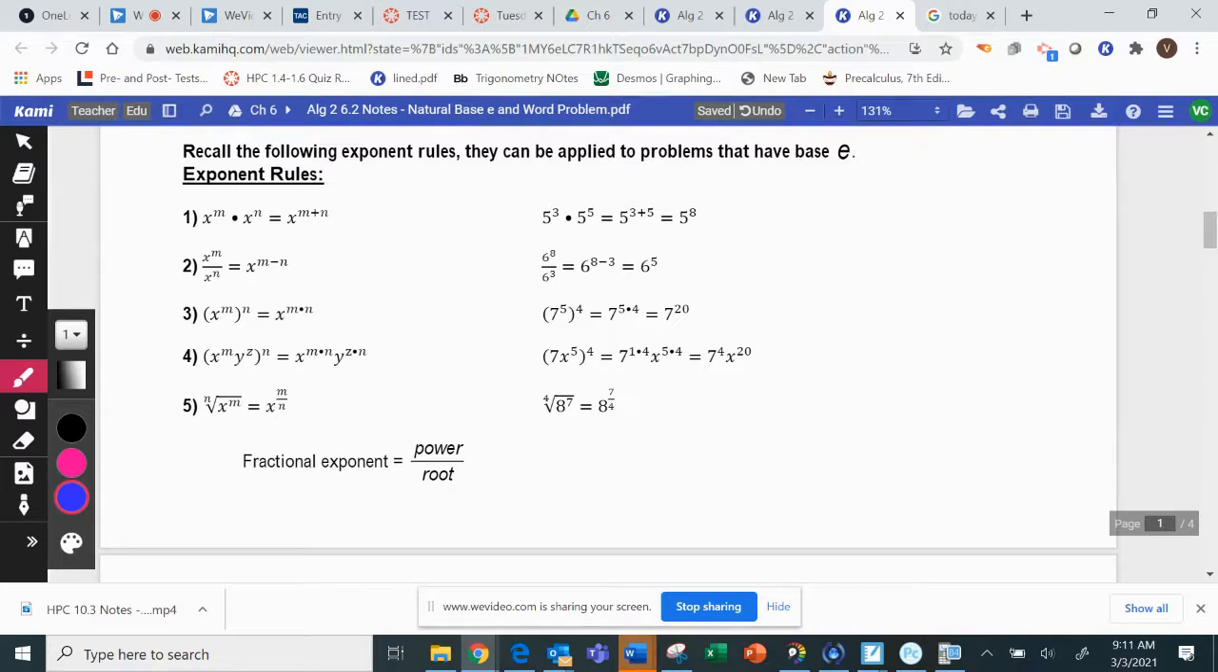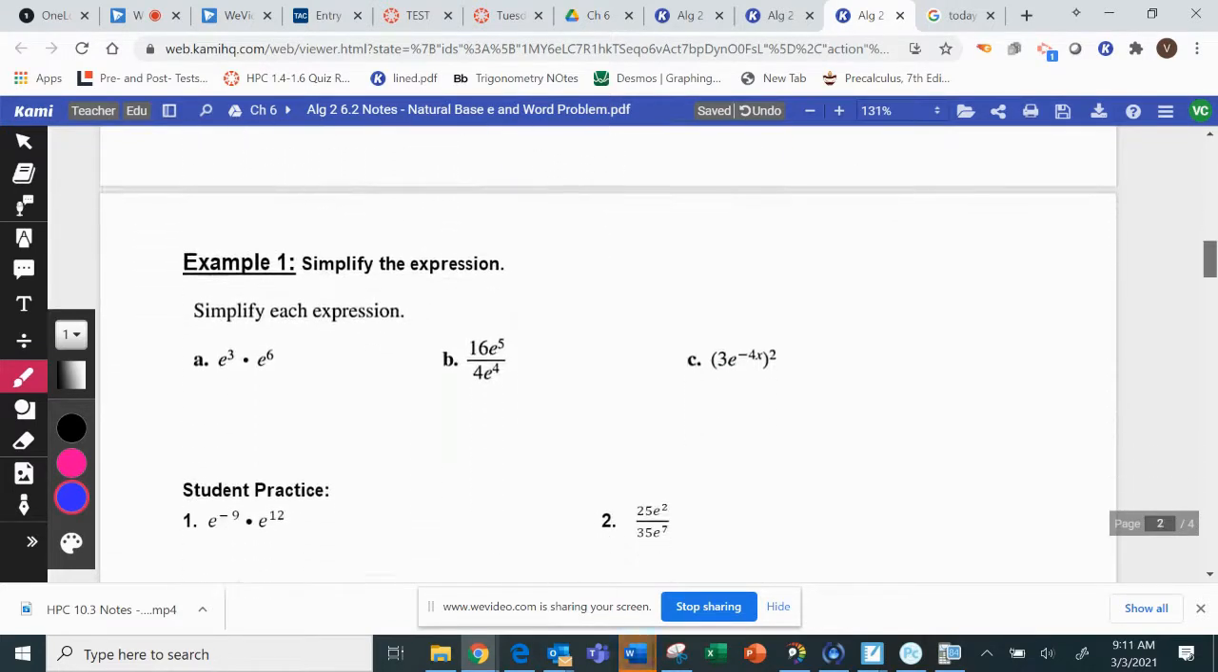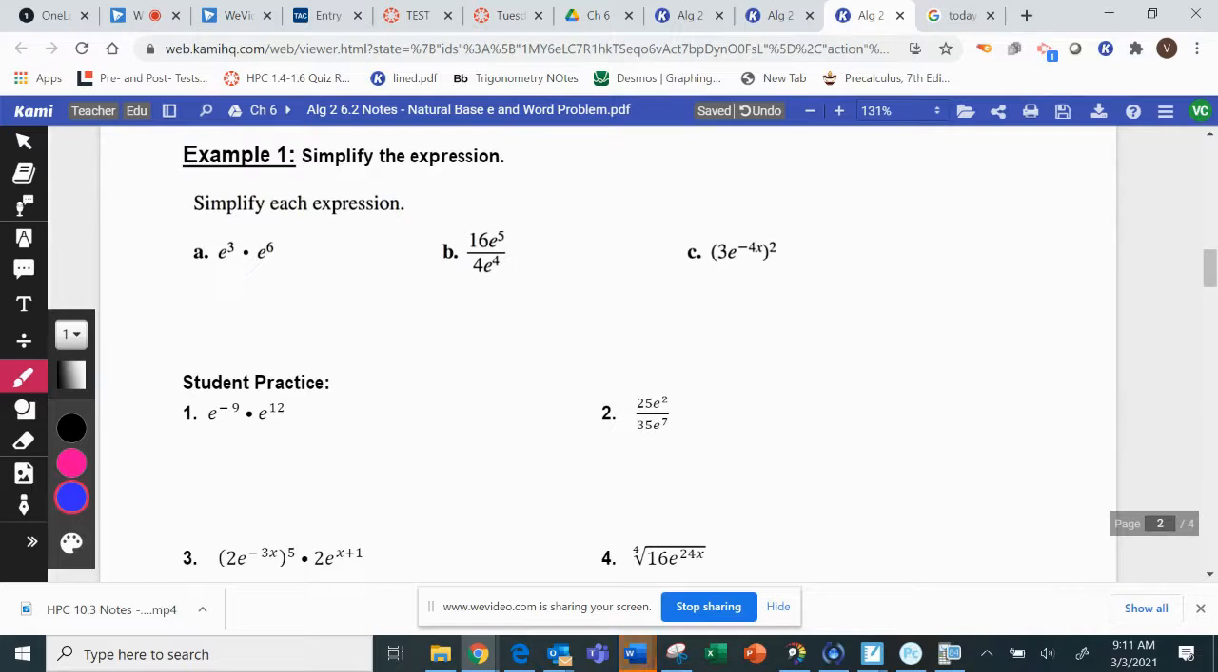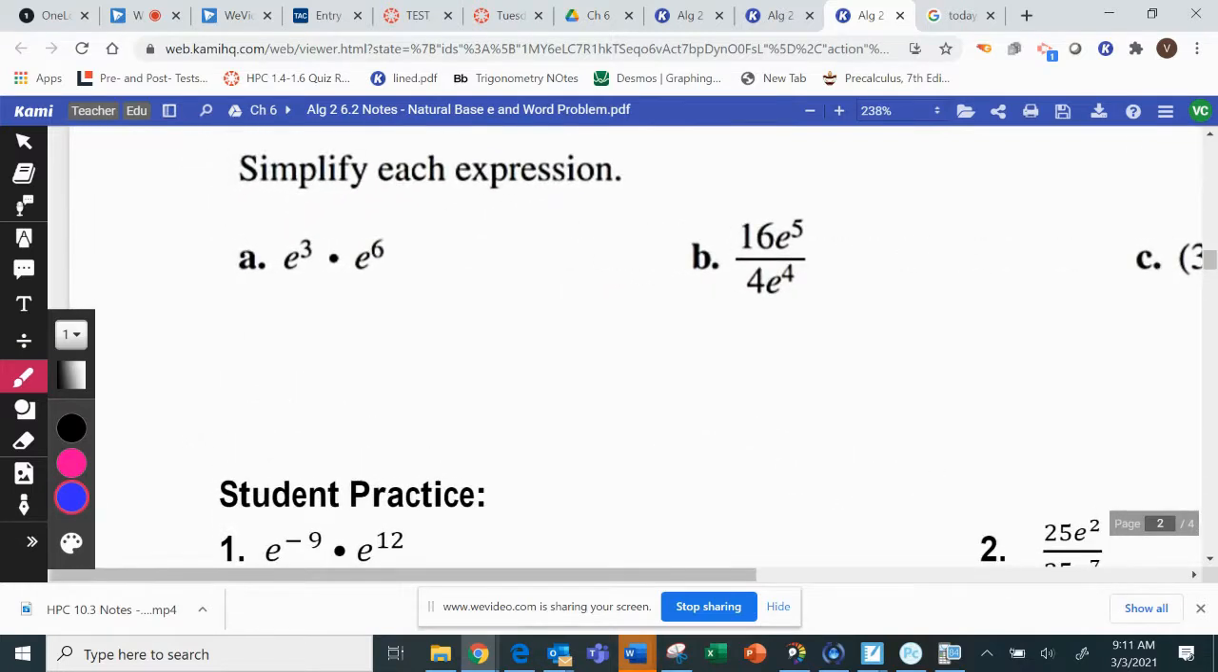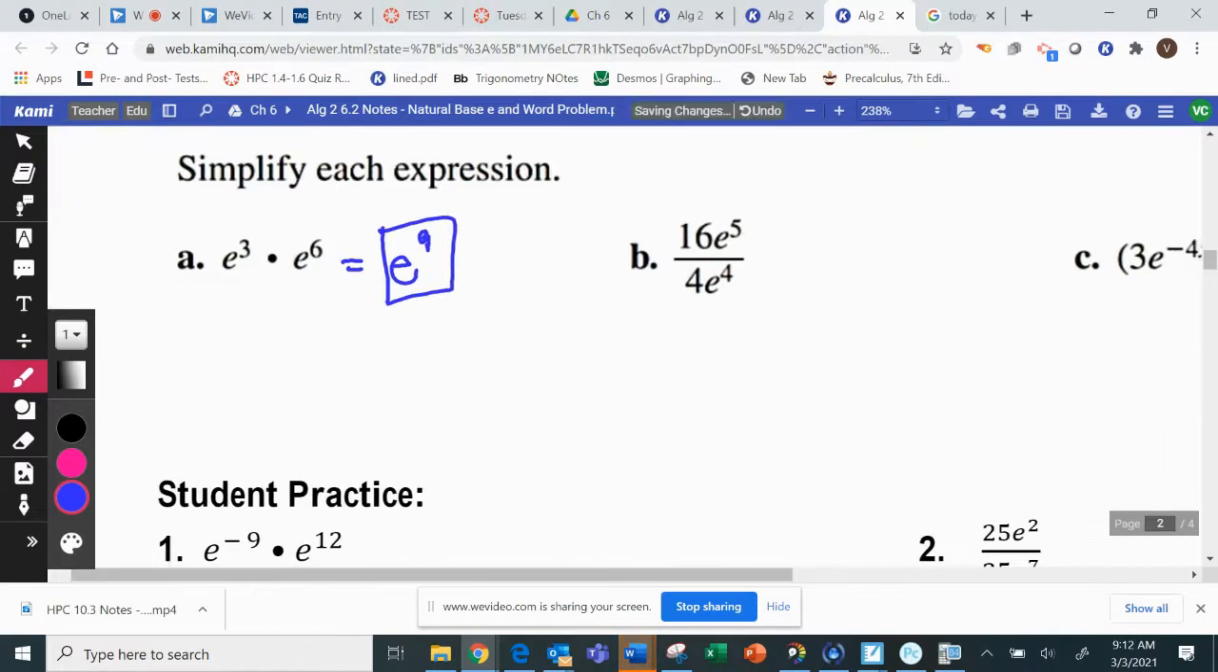Here's some review of exponent rules. I'm skipping all of this stuff. I'm just going to do examples. Example 1. We're just going to simplify the expression. e is just like any old number, any old base. It follows the same rules. If I have e to the 3rd times e to the 6th, what do I do to the exponents? I add them, e to the 9th. Next one, if I have 16e to the 5th over 4e to the 4th, the 16 over 4 is just normal numbers, reduce. And then e to the 5th over e to the 4th, what do we do to the exponents? Subtract them, so we get 4e to the 1st. 4e.